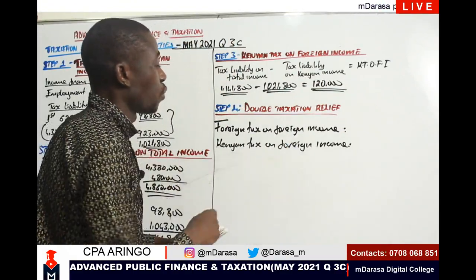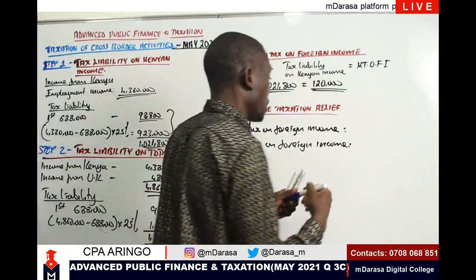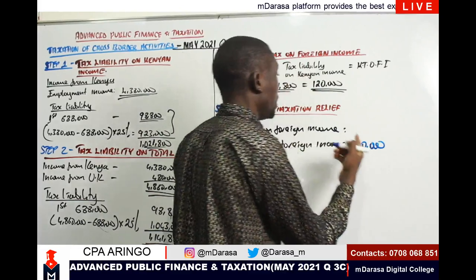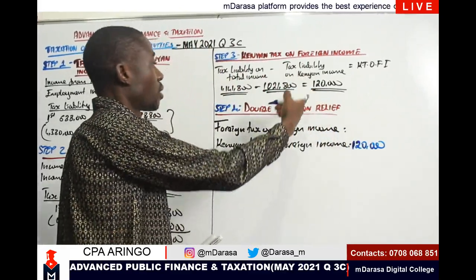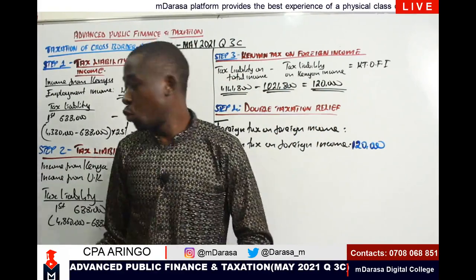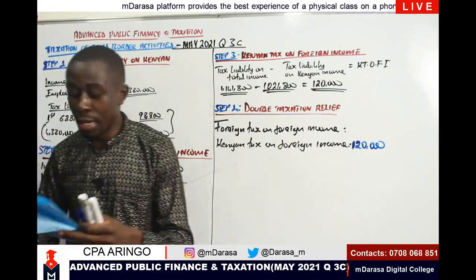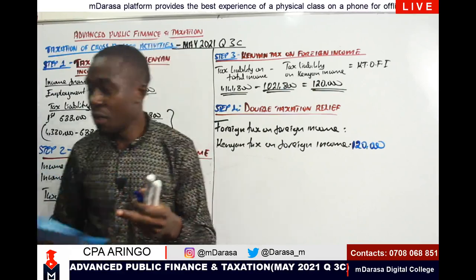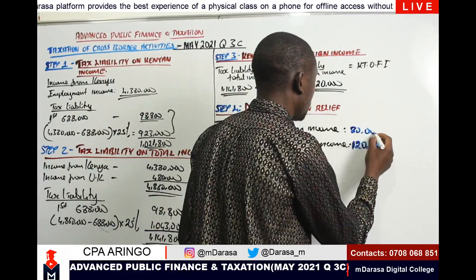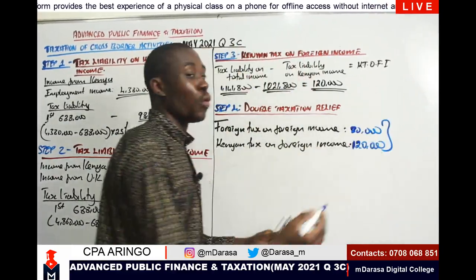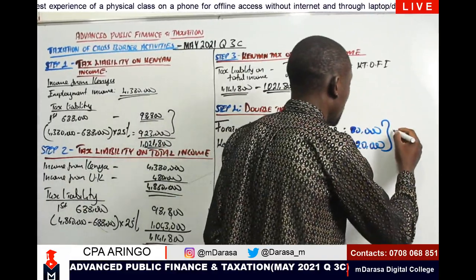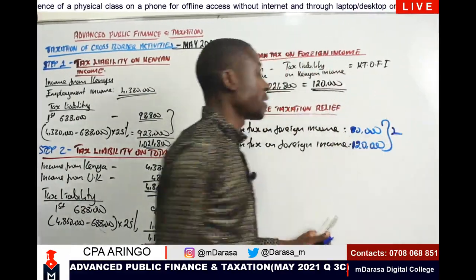So Kenyan tax on foreign income, we have it to be 120,000. We are determining this one at this point, right? What about foreign tax on foreign income? What were you given? Because that one you'll always be given. And in our case, we are given a figure of 80,000. So the lower of the two is the one that I'm going to take as our double taxation relief, which will be the lower, 80,000.